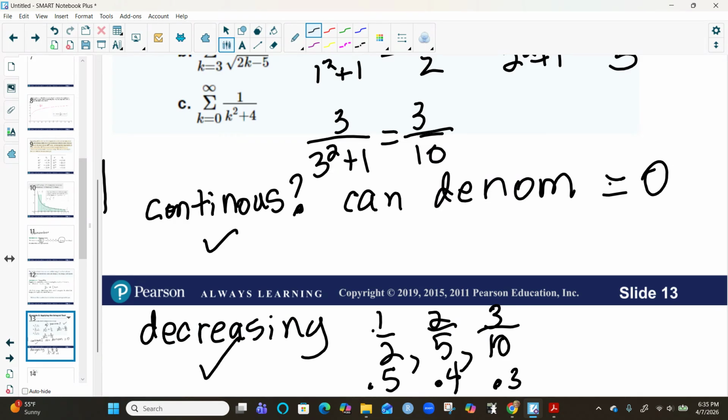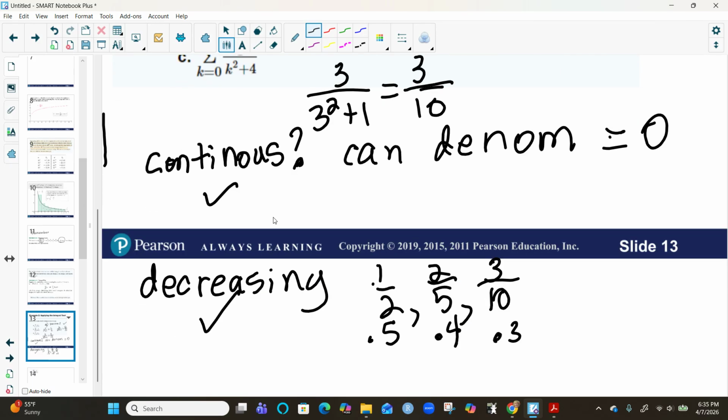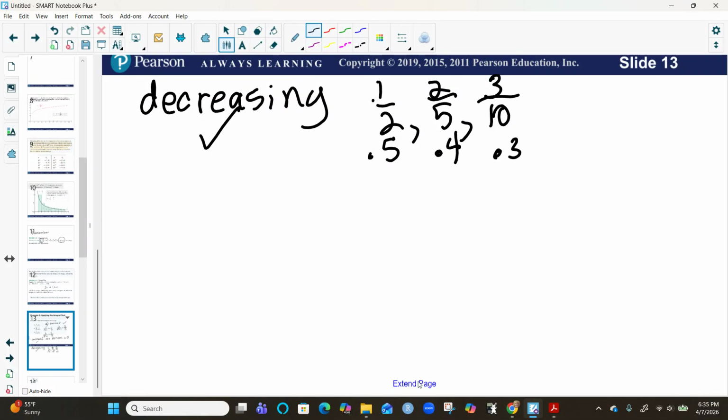But on a test, before using the integral test, you have to demonstrate all 3 of those. It is not enough to just look at it and go, okay, I'm going to integrate it. Because technically, the test does not hold true if you do not have all 3 of these things happening. Okay? But now that I have all 3 of them, I'm going to integrate.